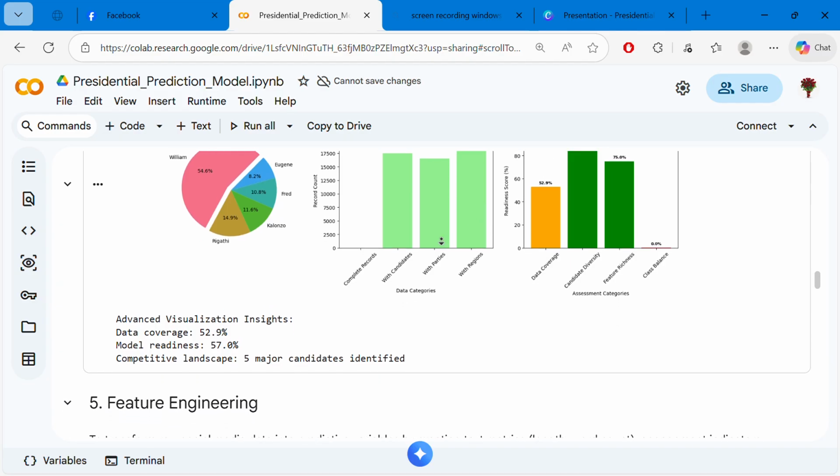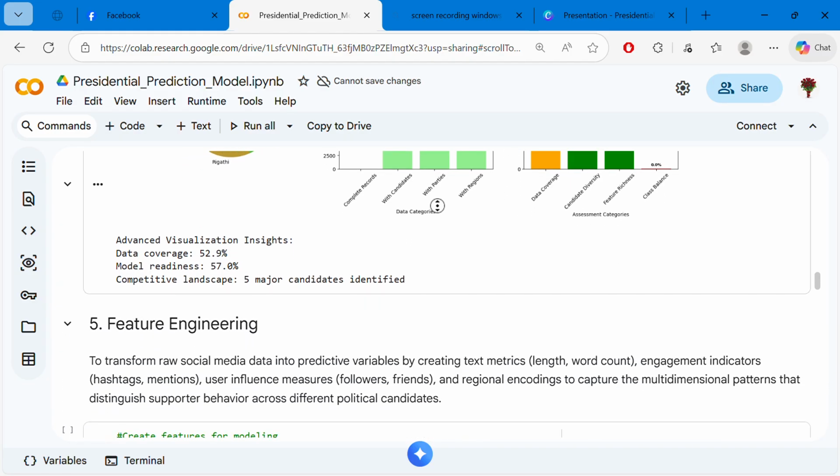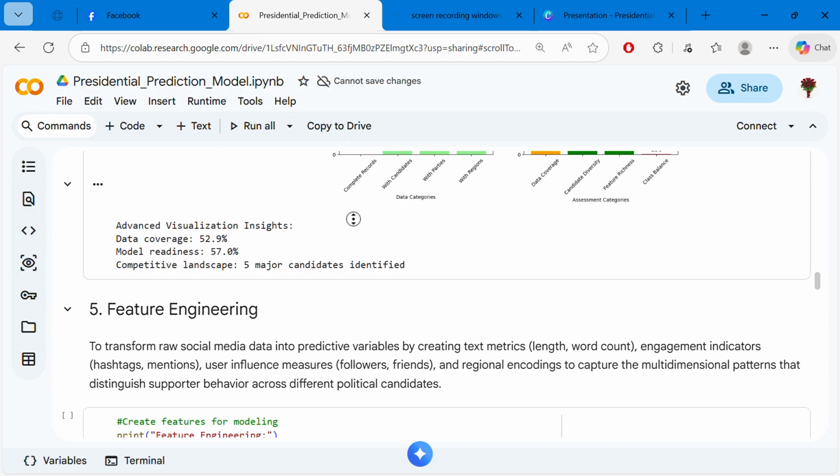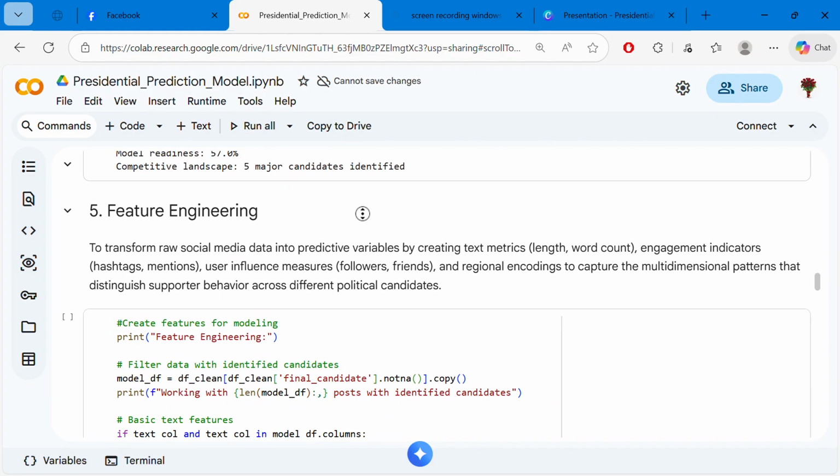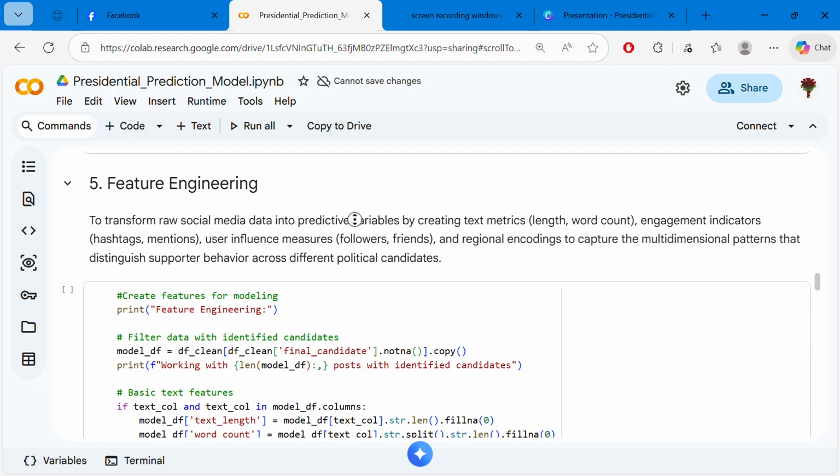Data coverage was 52.9%. Model readiness was 57.0%, meaning it was ready to be modeled. So 5 major candidates were identified. We went ahead to feature engineering.